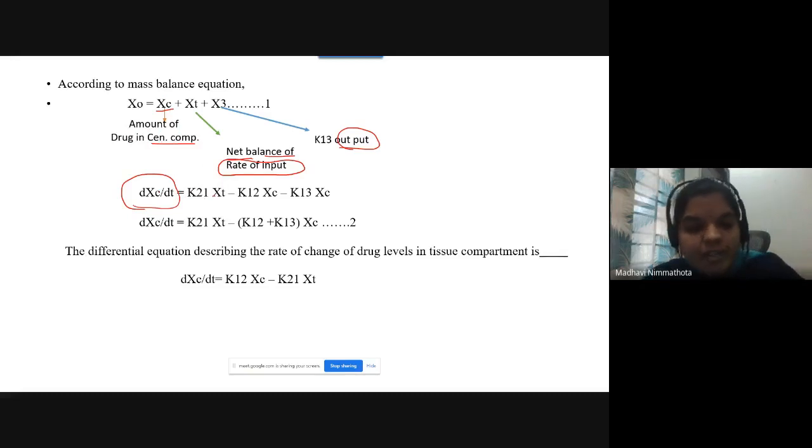Amount of drug in the central compartment, that is K21XT minus K12XC. First you write down, next I will explain. Then K13XC. So here we are calculating our rate constants in terms of amount of drug available in the central compartment, right?